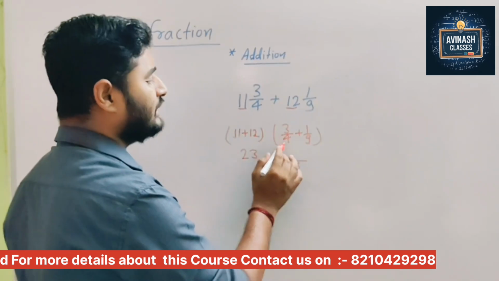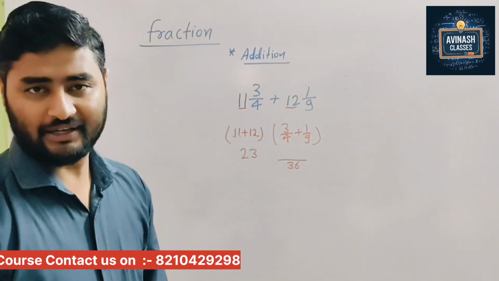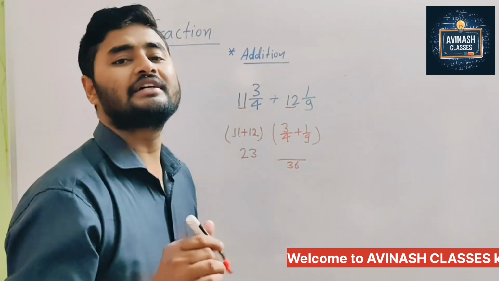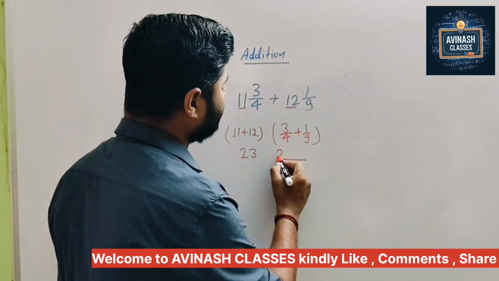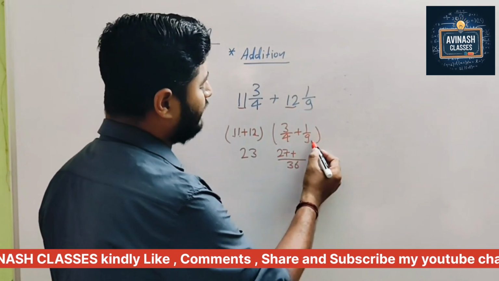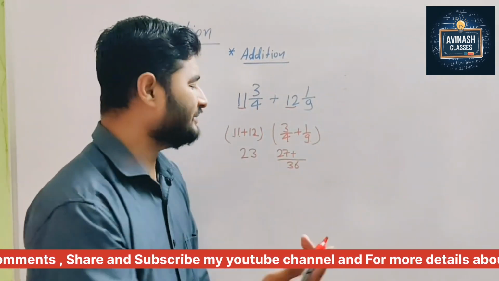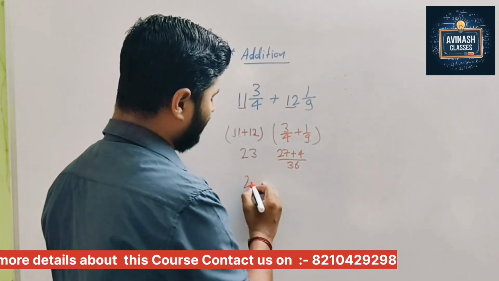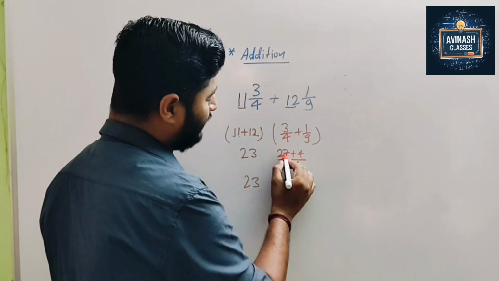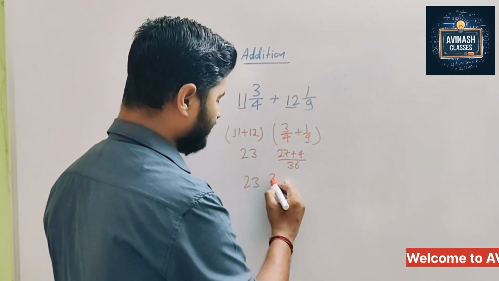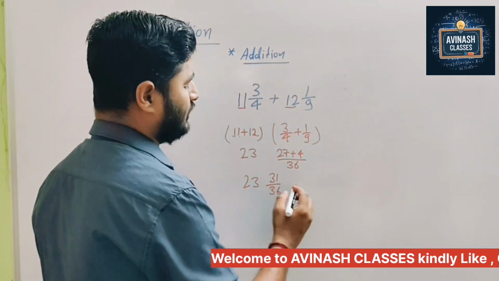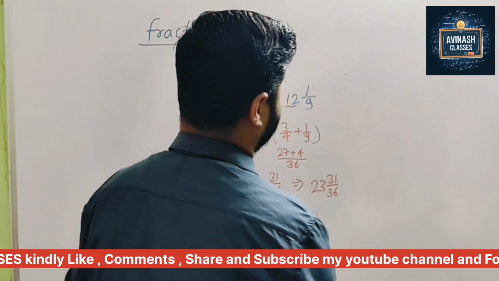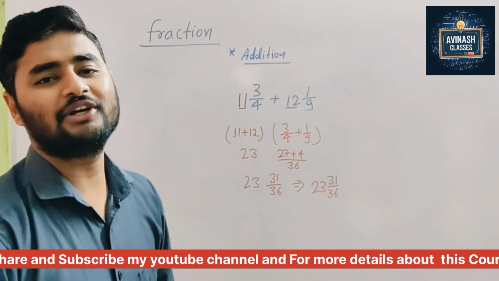Now here both, what is the LCM? 36, because they have no common factors. Okay, so the LCM is going to be 36. Now in the 4 table, how many times does 36 come? So it comes 9 times. So you multiply 3 into 9, that is 27. And in the 9 table, how many times does 36 come? Sir, 4 times. So you multiply here 4. 1 into 4, that is 4 only. So here 27 plus 4. So what does it come? 31. 31 by 36. So our final answer is what? 23 31 by 36. This is our final answer. Easy or hard? Definitely easy.